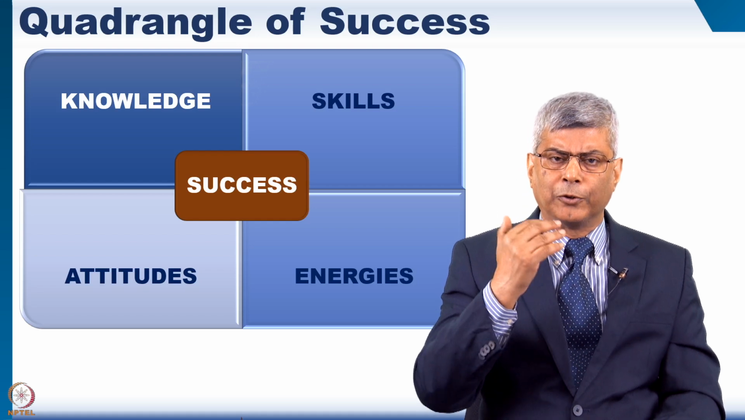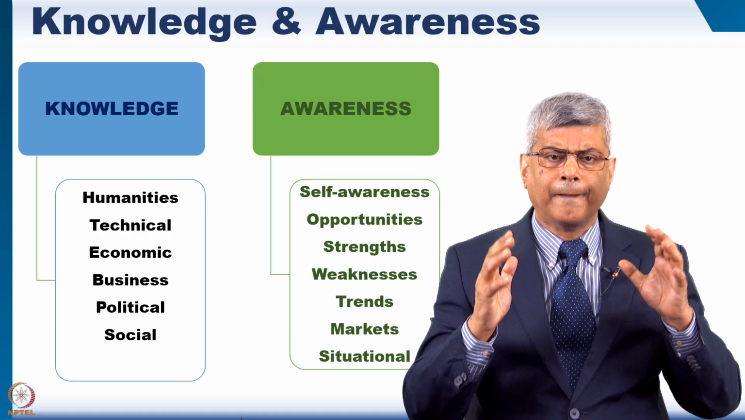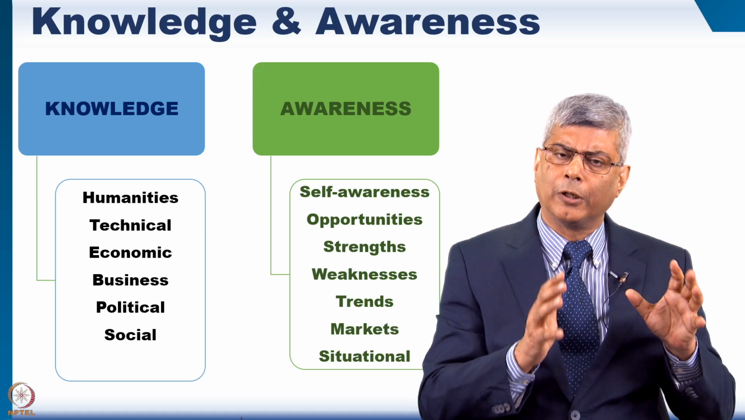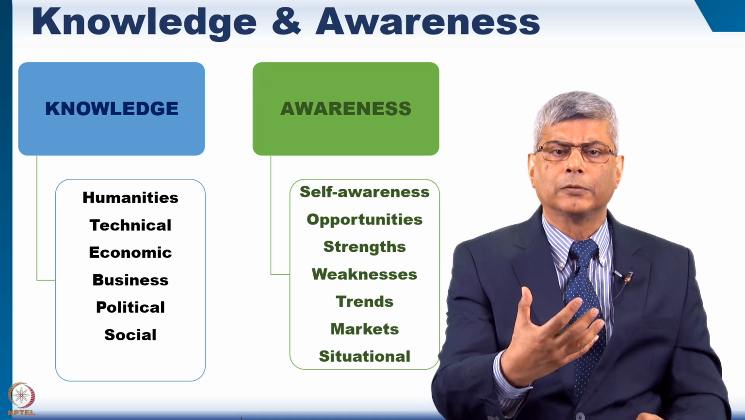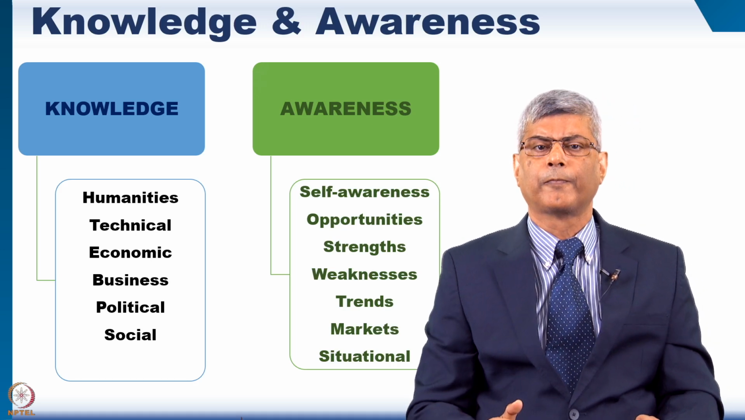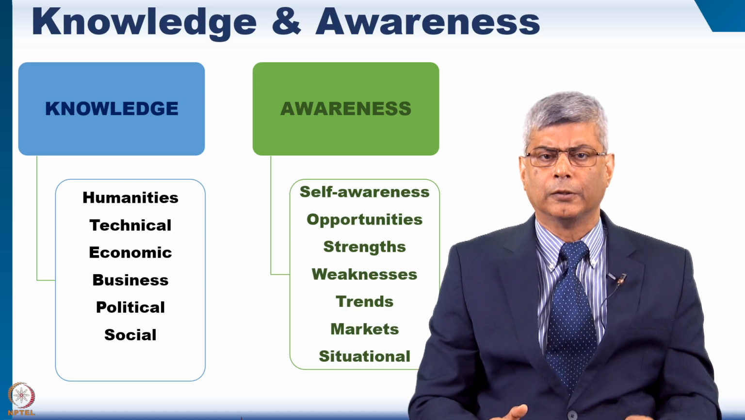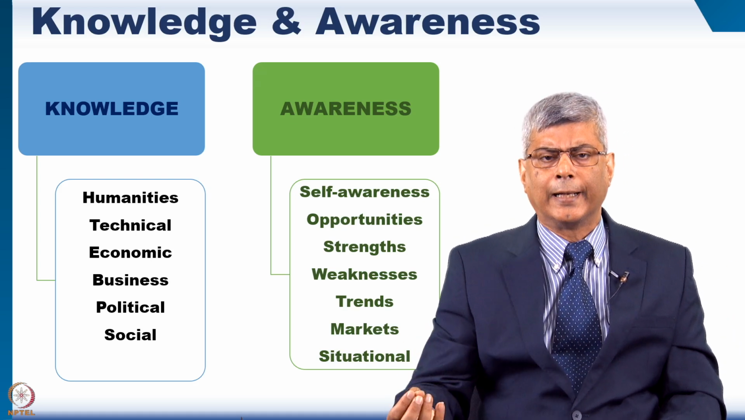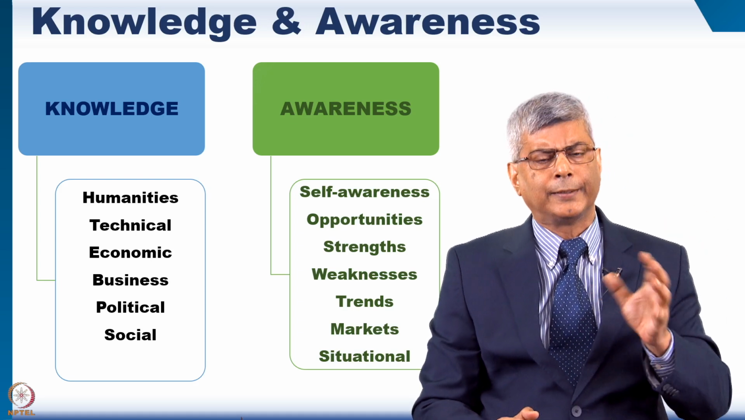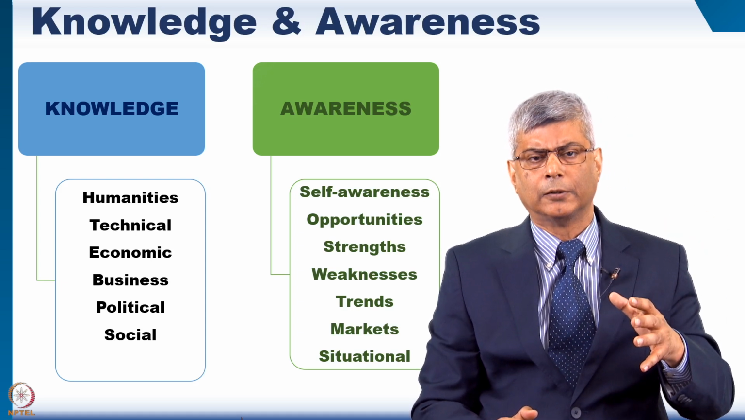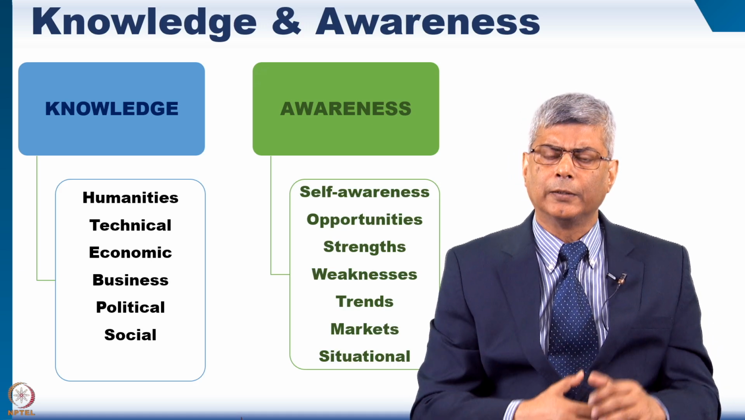Let's deep dive into some examples of each of those legs. First, as I said, is knowledge. Knowledge and awareness go hand in hand. What is knowledge? Knowledge is about what you read in the books, the exams, the courses, schools, college, videos, online and offline courses. That's knowledge. Knowledge can be humanities, science, or arts, commerce, technical, accounting, medical. These are knowledge.